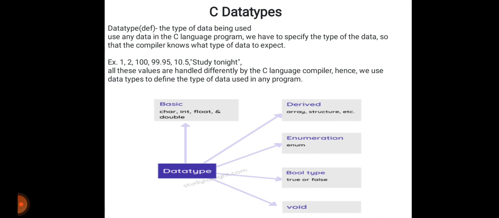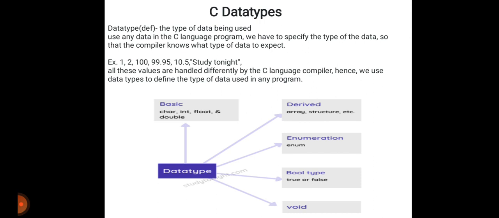For example, you may want to use a number like 1, 2, 3, 4 up to 100, or a decimal point number like 1.2, 1.3, 1.5. And if you are using text like hello, YouTube, lecture, then all these values are handled differently by the C language compiler. So we use data types to define the type of data which is used in any program. This is what the data type means.